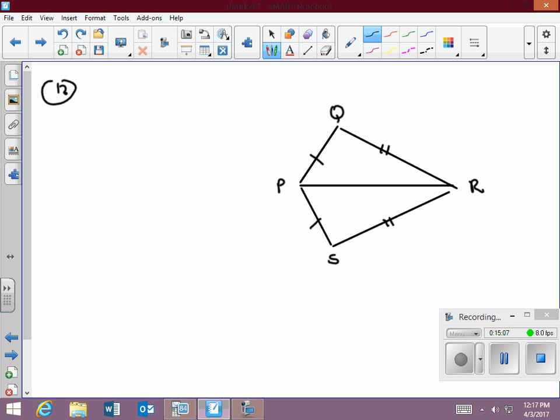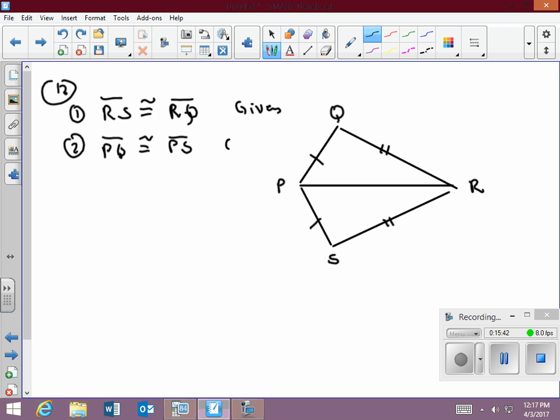So what you can do is prove they're congruent. You'd say the line RS is congruent to line RQ, and that's given. Then you can say that PQ is congruent to PS, and that's given to you. And then you could say PR is congruent to PR, and that's the reflexive property.